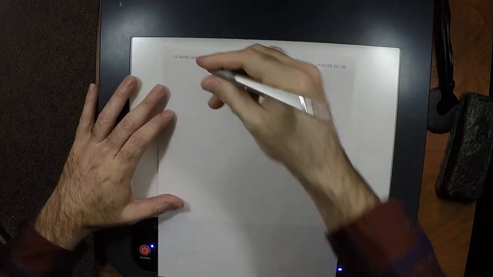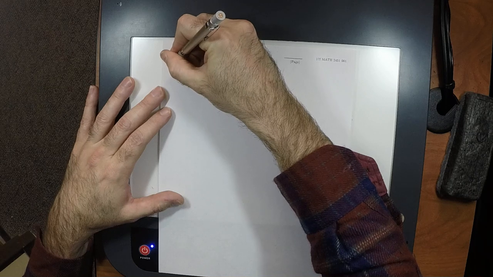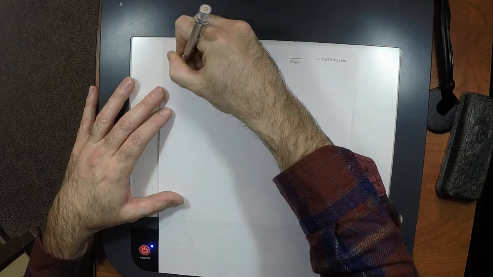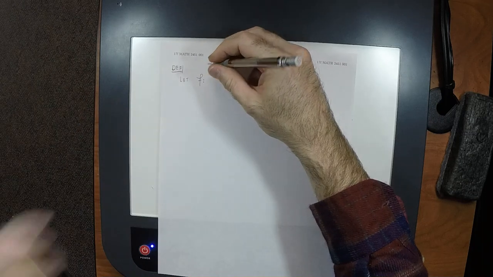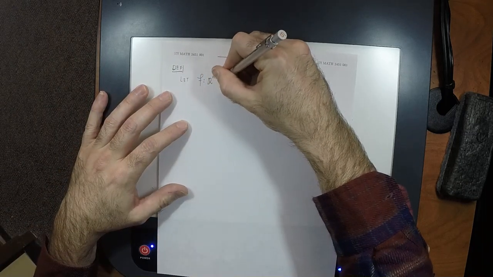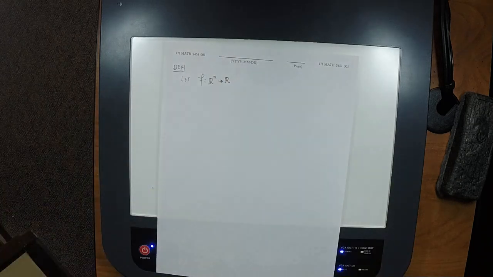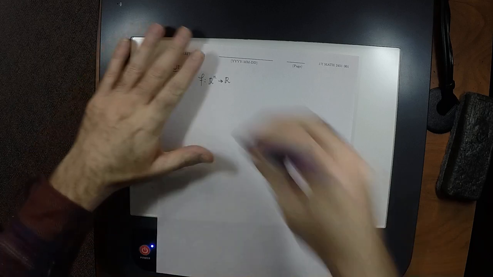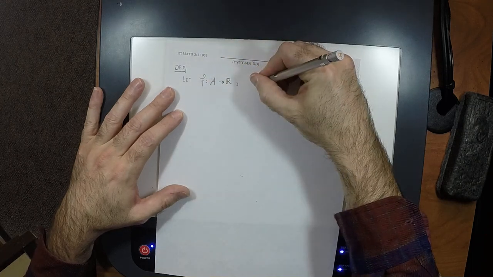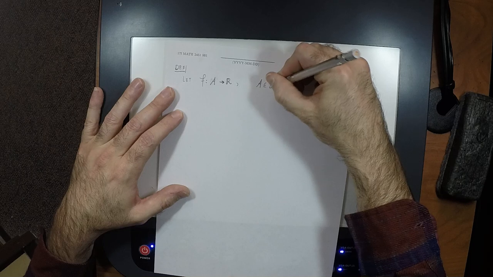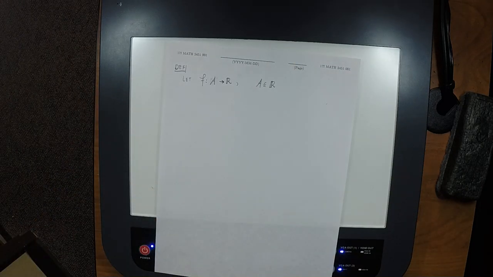Good. So now, similarly, definition here. Let F be defined from Rn to R. Well, okay, let's back up, because let's do it like this. From A to R, where A is a subset of Rn. So what I mean is that F can take vectors as inputs, and it produces scalars as outputs. So this kind of function.